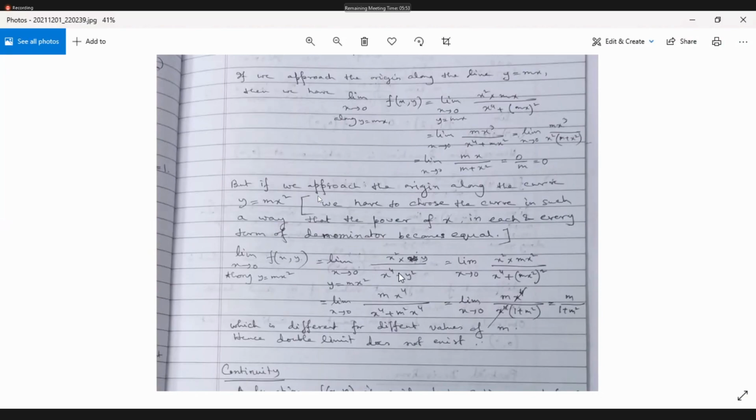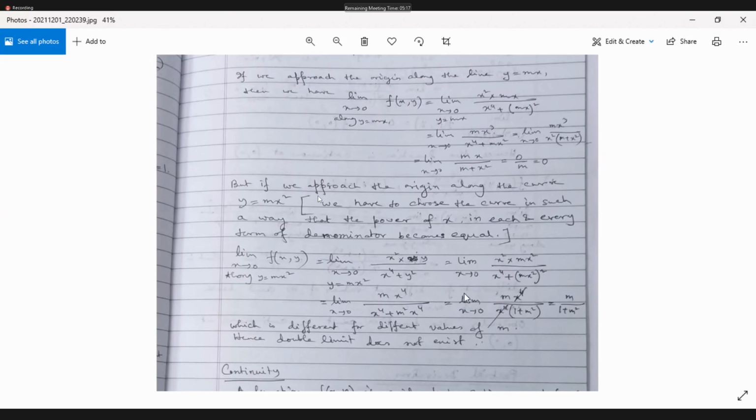Both will do. This is just to make the two powers the same, because x is tending to 0, so until and unless we make the denominator free from 0, we cannot put the limit. So we'll choose the curve as x to the power 4 equal to m square y square, that is x square equal to m into y, or y equal to m into x square. After that, if you put it here, we will convert everything into x.